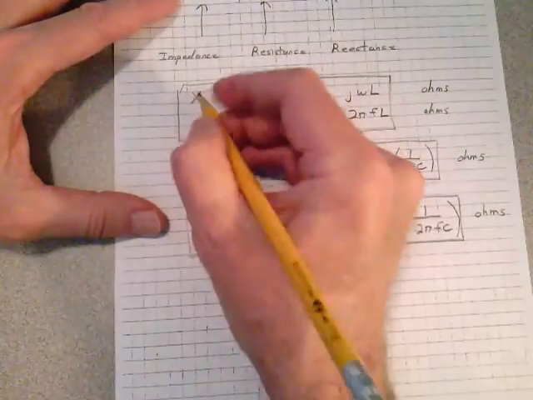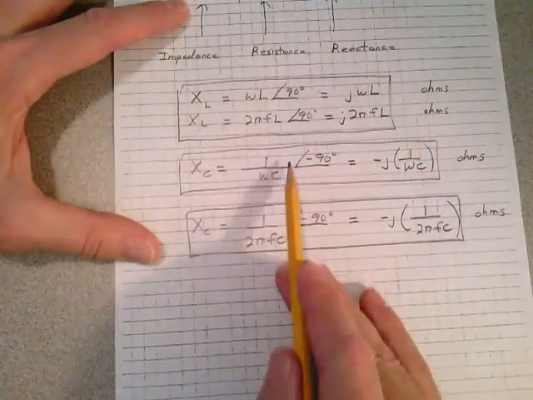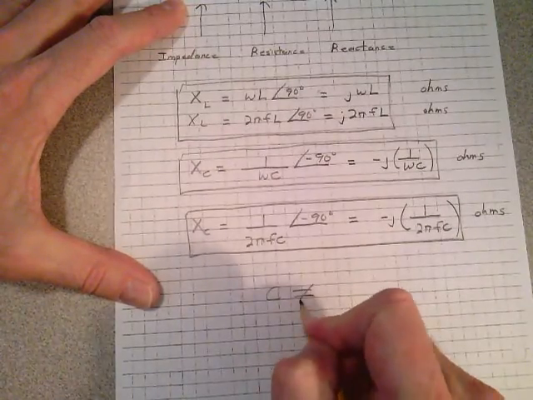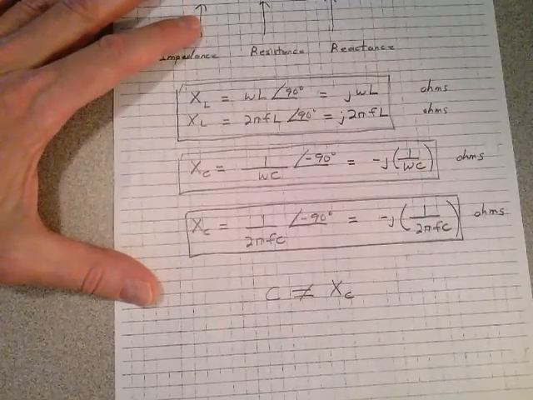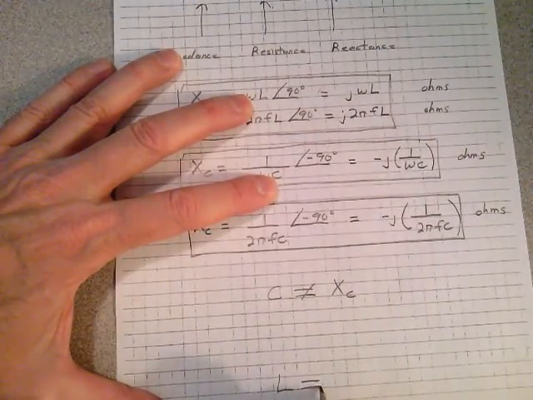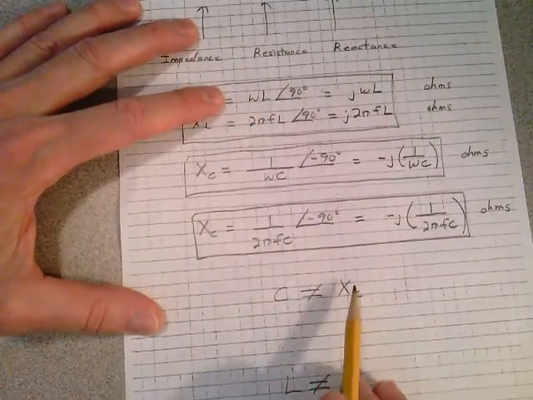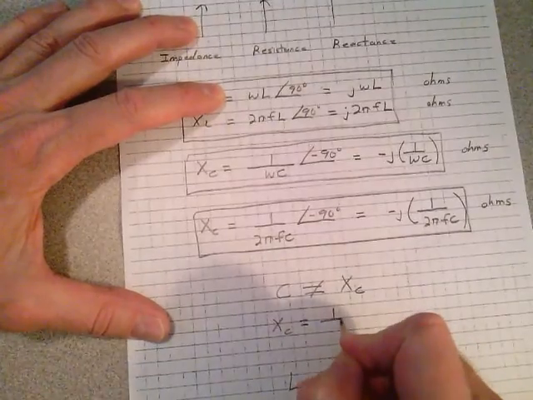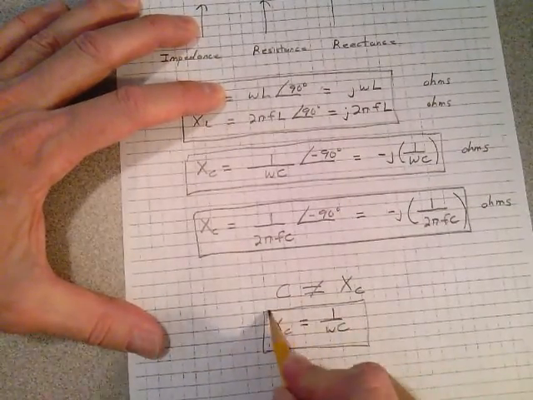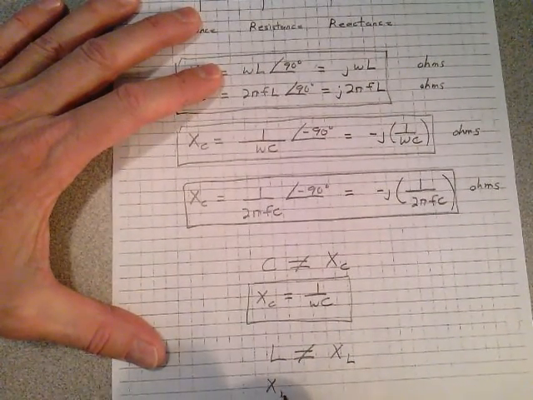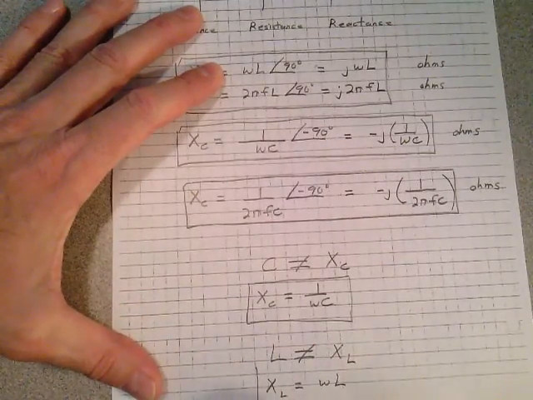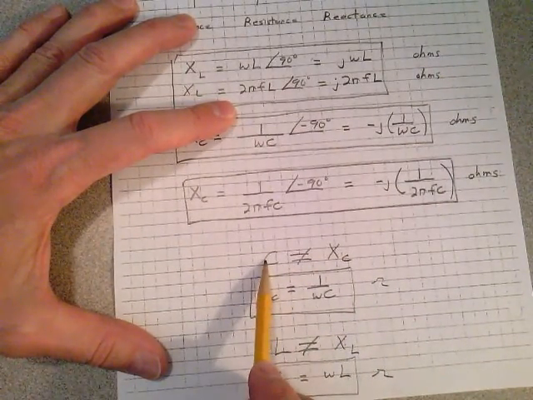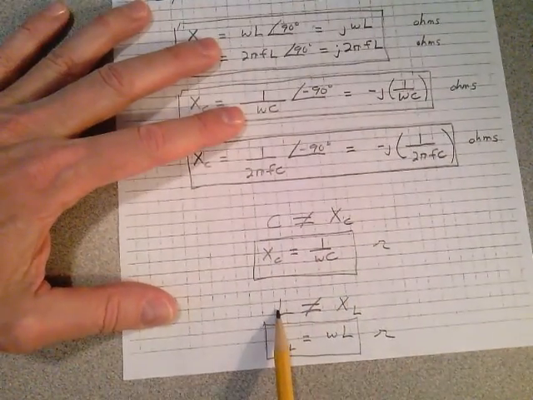So you can use either one of these equations for X sub L in ohms, and any one of these equations for X sub C. Remember, C is not the same thing as X sub C, and L is not the same thing as X sub L. This is the reactance. If you have C and you want to get reactance, X sub C is equal to 1 over omega C. Down here, X sub L is equal to omega L. Ohms. This is in farads. This is in ohms. This is in henries. This is in ohms.